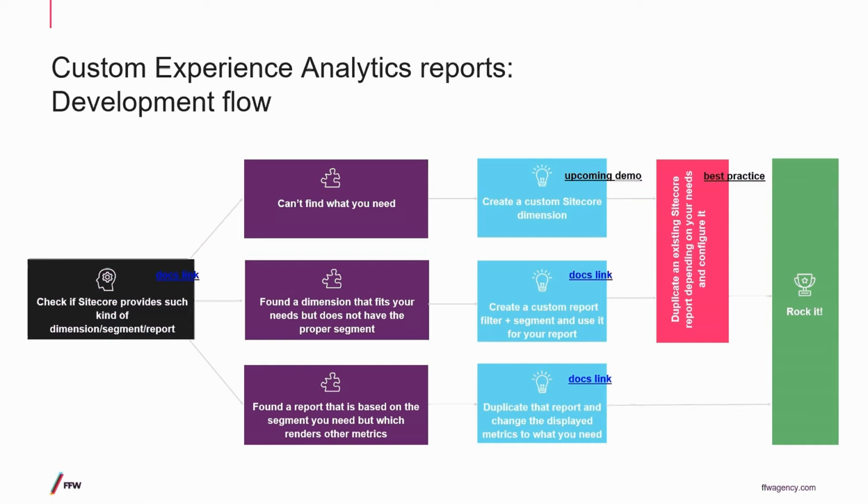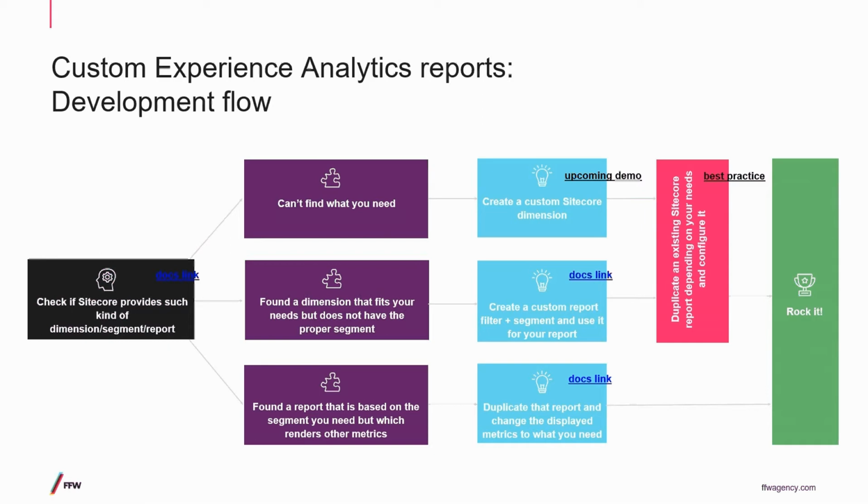The other case is when you have a report based on the segment you need, but you need other metrics there. For example, you want to render not the visit count, but the value per visit or something like that. This is pretty simple because you just duplicate the whole report, and then you can go and change only the metrics on the data source of the component item.